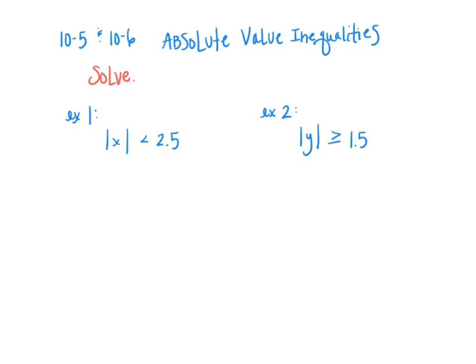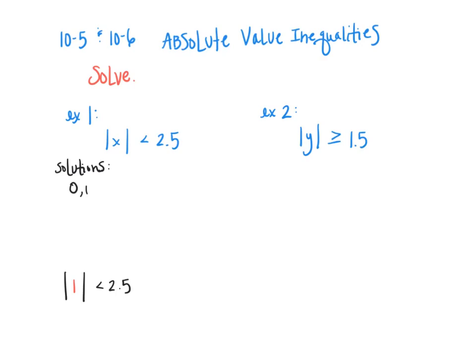So first, let's talk about what solutions would actually work. Let's look at example 1. I like to know what I could plug in there that would be true. Could I plug in 0? Yes, the absolute value of 0 is less than 2.5. Could I plug in 1? Yes, I could plug in 1.